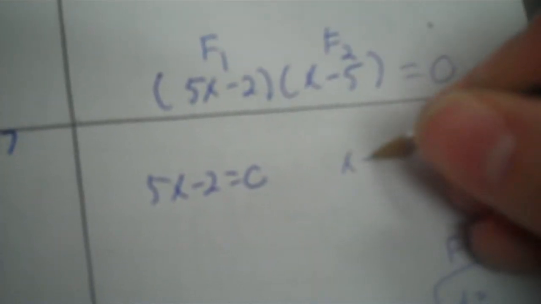F1, F2. So 5x minus 2 equals 0, x minus 5 equals 0. So you add 2, 5x equals 2. 2 divided by 5 is a decimal, so I'm just going to put 2/5. Then you add 5 to both sides, and x equals 5. Now remember, sometimes you can divide in both parentheses. I didn't on this one because 5 and 2 can only be divided by 1.